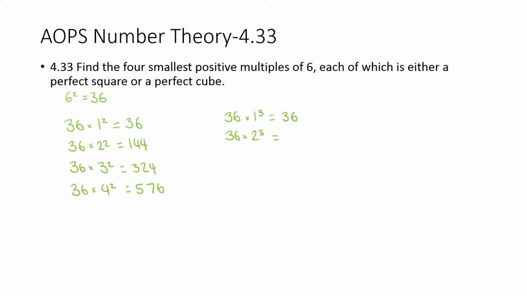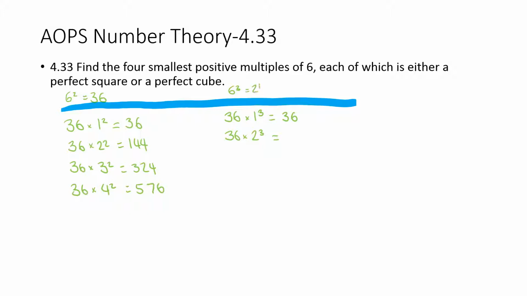actually, if you want to do the cubed part, you have to do 6 cubed, because then the product might not be a perfect cube. So 6 cubed is 216. I'll erase this. So 216 times 1 cubed is 216, which is smaller than any of these, so that would work.